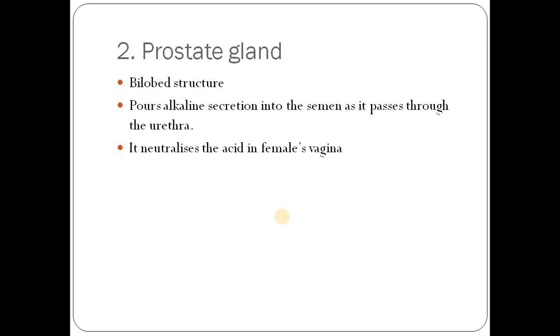Because when the sperms enter the female tract, that is the vagina, the vagina is acidic. The sperms will die if they just pass like that, because the vagina is acidic, so it will kill the sperm. So to neutralize the acidic effect of the female's vagina, this alkaline secretion will be present in the semen. Therefore semen plus this alkaline secretion is released. Understood? So it is going to neutralize the acid in the female's vagina.